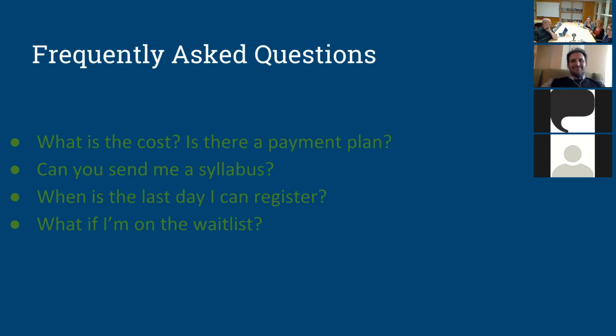What is the cost? So the cost is per credit. The basic tuition for New York residents is $278 per credit, but there are additional fees at times as well. And is there a payment plan? There is not a payment plan, but you have to pay within 24 hours after registration to secure the seat in the class. And if you don't do it, you have to re-register again.